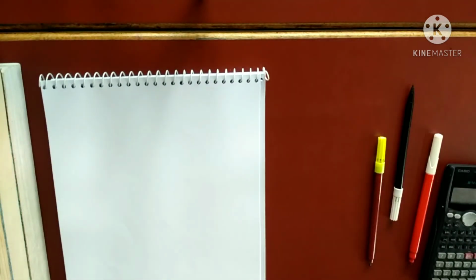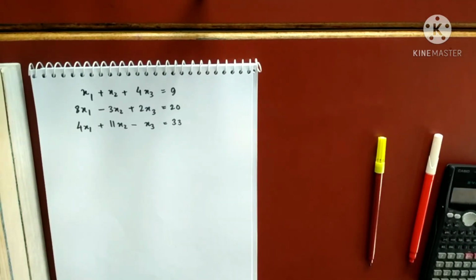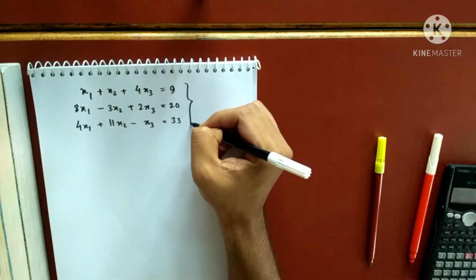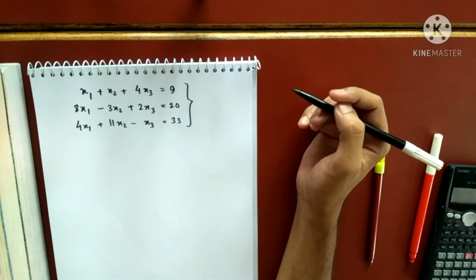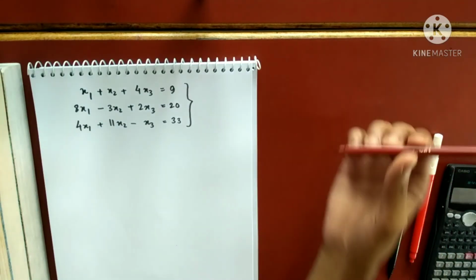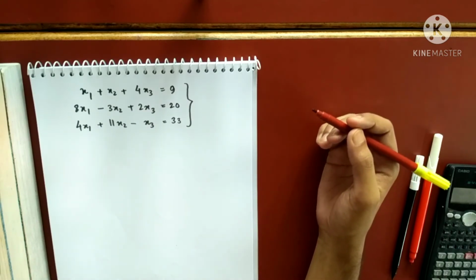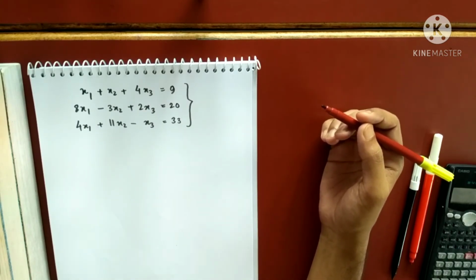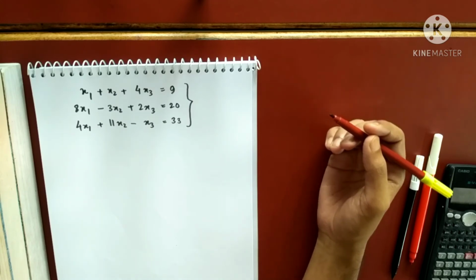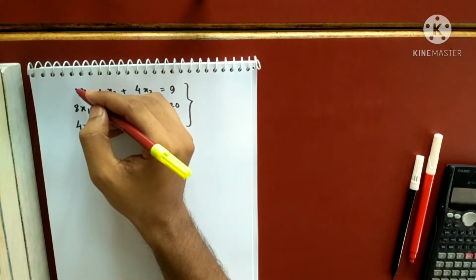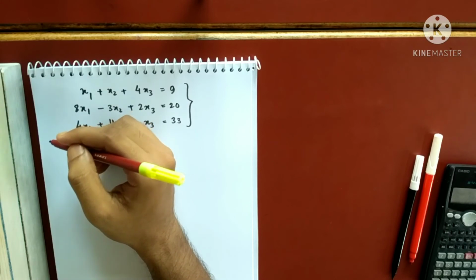So let's see some examples. Let me write a system first of all. Consider this system which I have given to you. Is this system diagonally dominant? What do you think? Is this system diagonally dominant? Yes, very good. The answer is no, because you can see here this is not diagonally dominant.